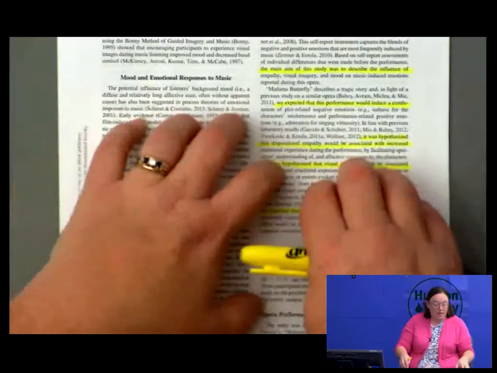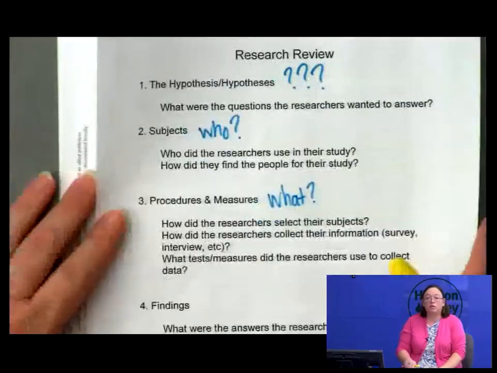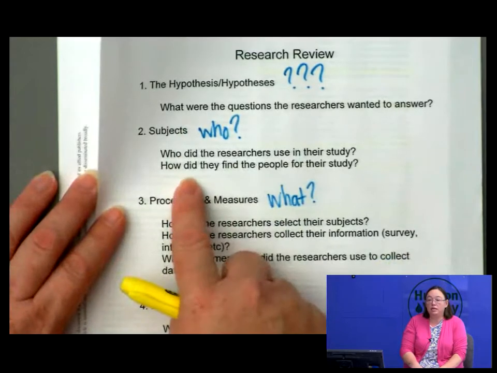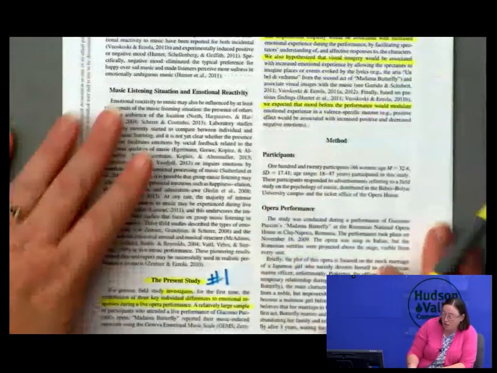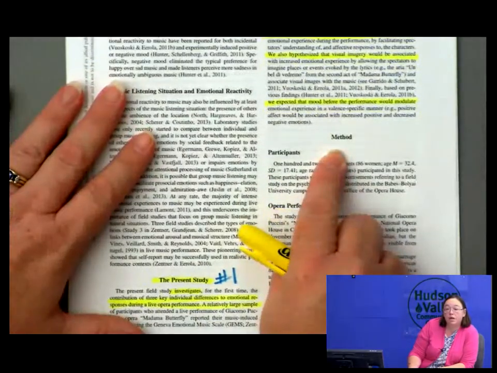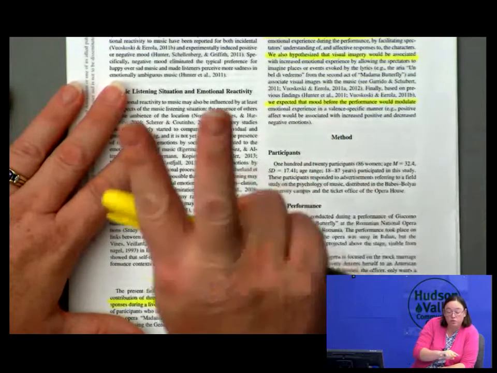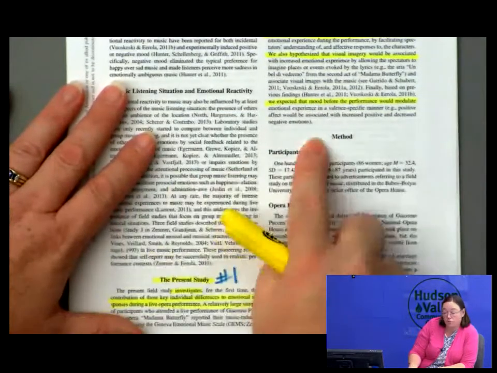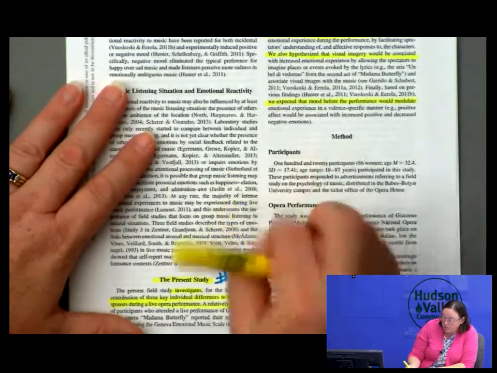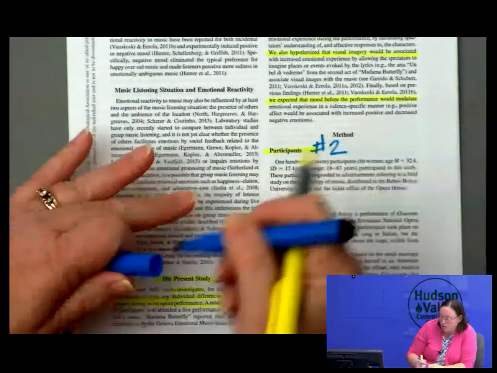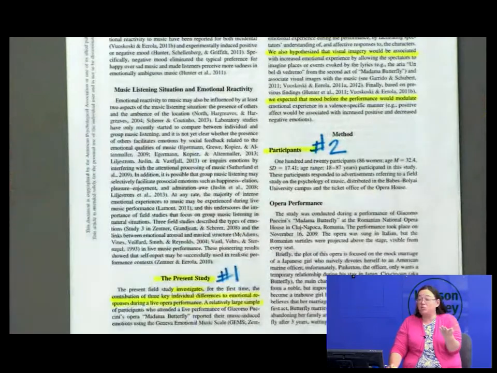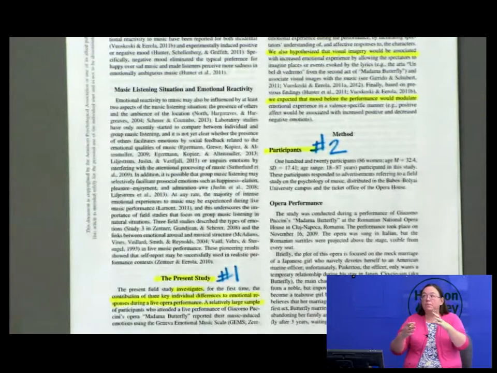So once you find that, now we can move on to question number 2, which is the who. Who participated? How did they find them? You scooch it up. And then in this study, go to the methods. Because the answers to question number 2, the who, and question number 3, the procedure, is all after the word method. So here it's labeled participants. This is the number 2. It could be respondents. It could be subjects. It could be sample. Anything that indicates the animals or the people who were tested.